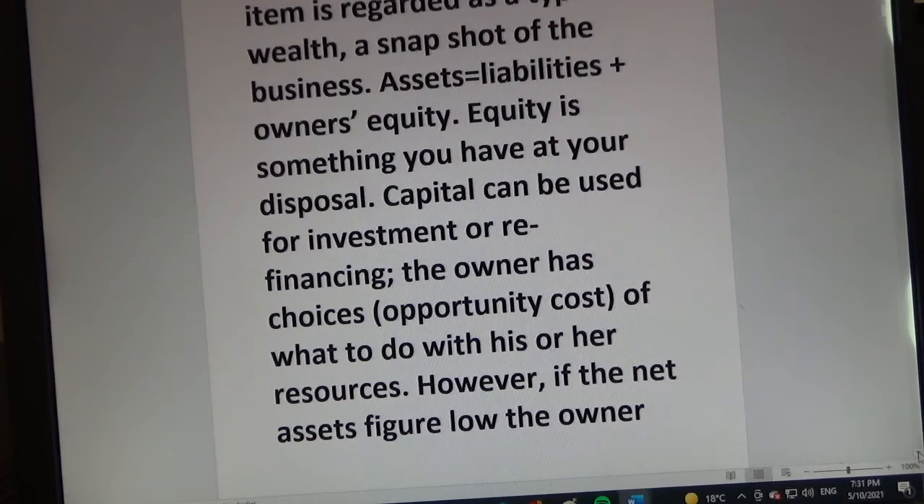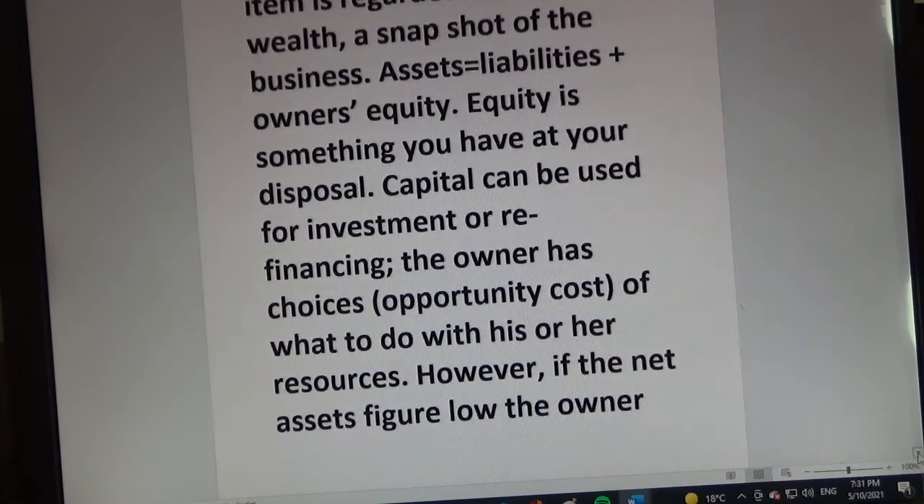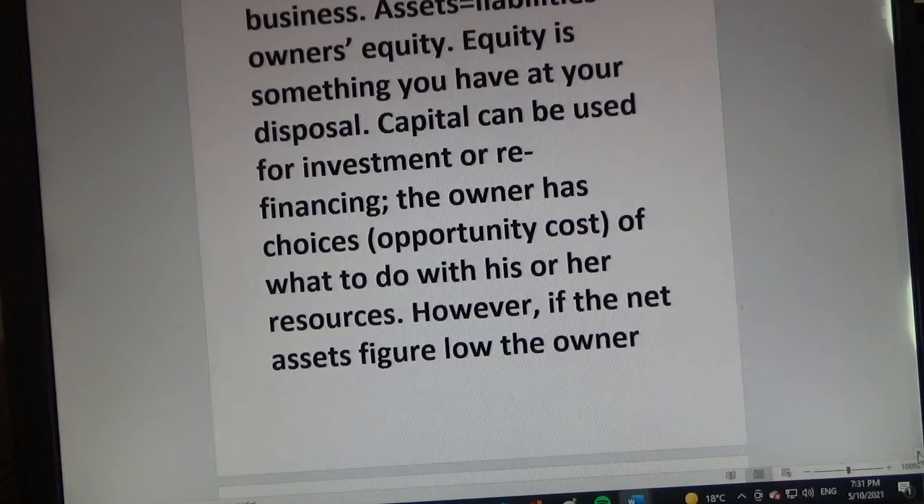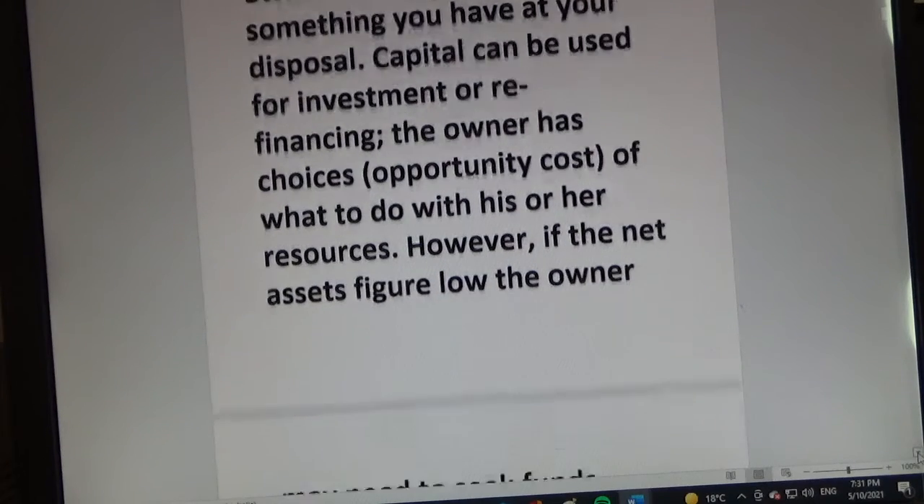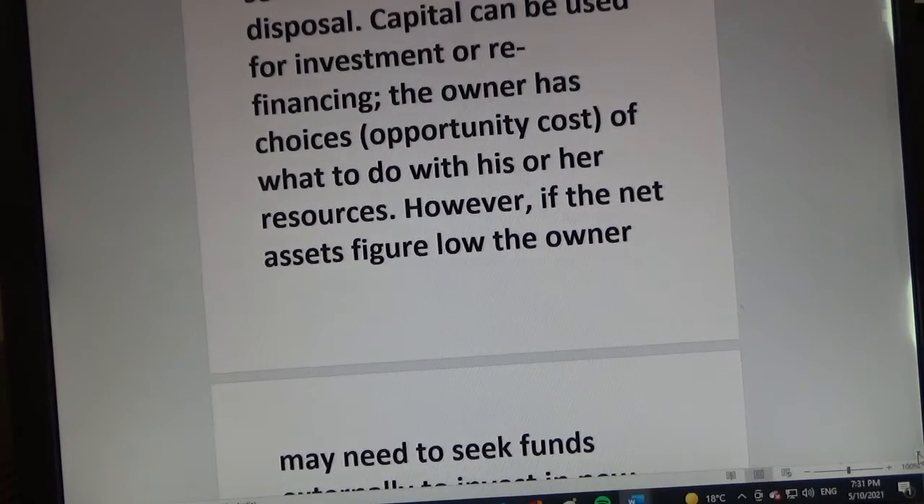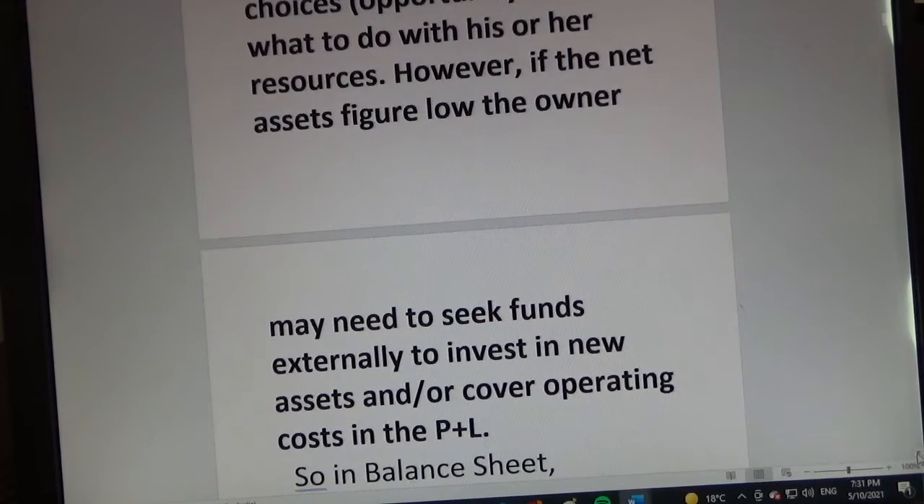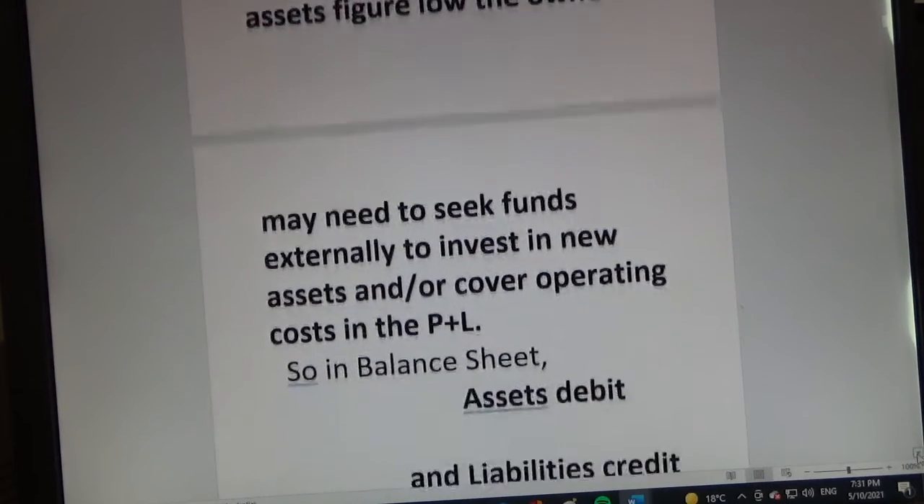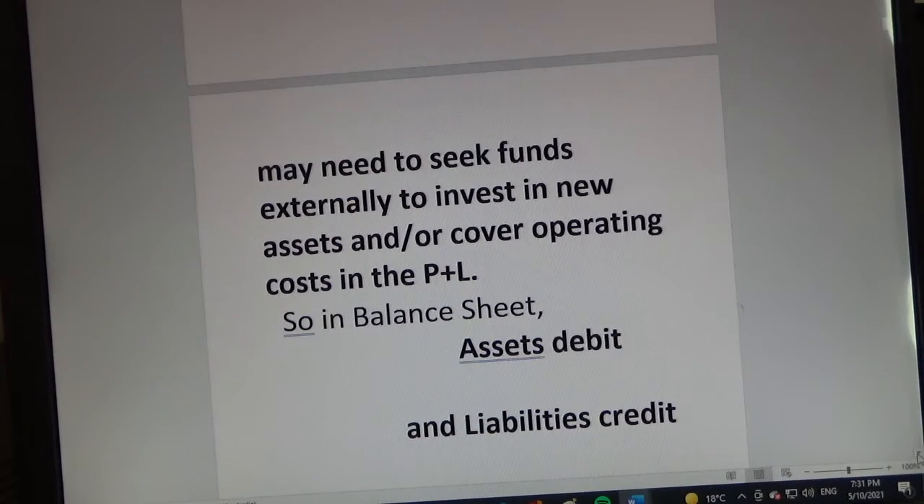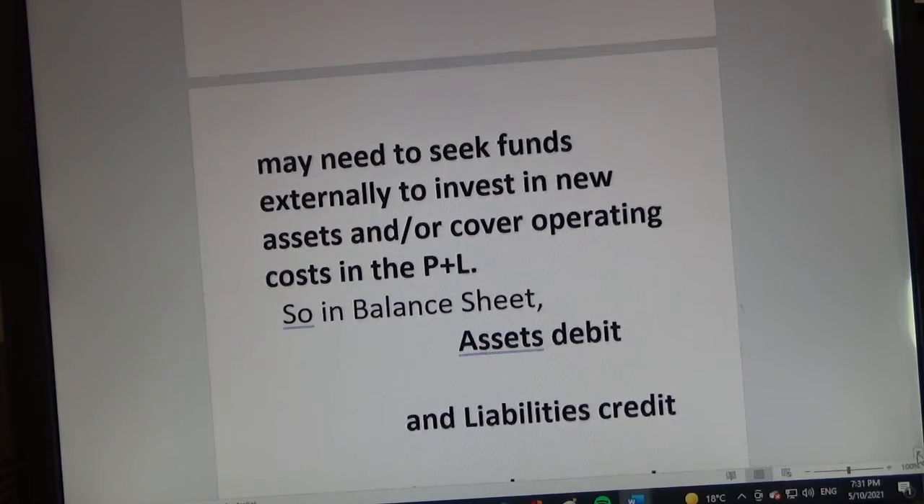Equity is something you have at your disposal. You own something like share equity, and that capital in the business can be used for investment or refinancing of future operations. The owner of the business, if we're looking at a sole trader, has choices, an opportunity cost of what to do with his or her resources. However, if the net asset figure is low or even negative, the owner may need to seek funds externally to invest in new assets and or cover operating costs in the P&L.